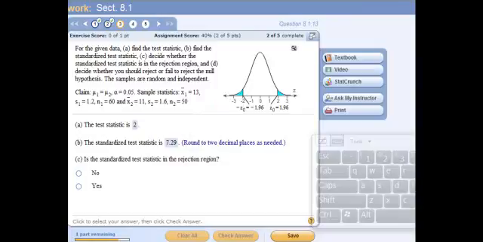Okay, is the standardized test statistic in the rejection region? In other words, is it farther away from the mean than the z sub c that would go with our alpha equals 0.05? And it would indeed, because z naught, or z sub c, is 1.96 for a 95% confidence interval. And so yes, it's definitely in the rejection region.